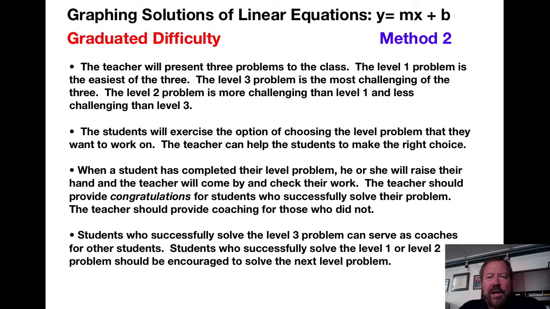Now, notice built right into the slideshow is the next strategy, graduated difficulty. With this strategy, what we do is we provide the class with 3 different problems to solve. Knowing that level 1 problem is the easiest of the 3, level 3 problem is the most challenging of the 3, and the level 2 problem is somewhere in between. Now, what's nice about this strategy is we let the students choose which one they would like to solve. So this is differentiation by levels of difficulty. Let's take a look at the 3 problems.